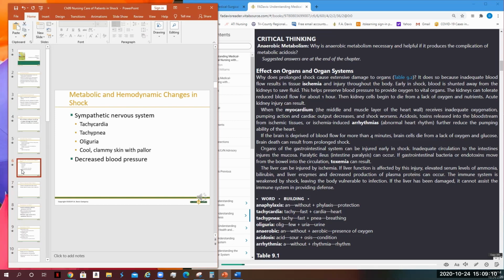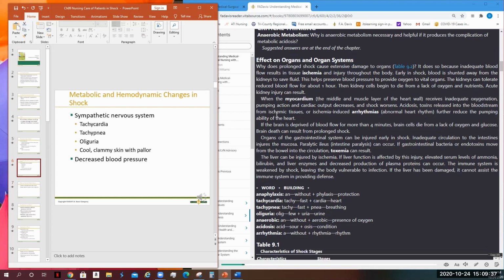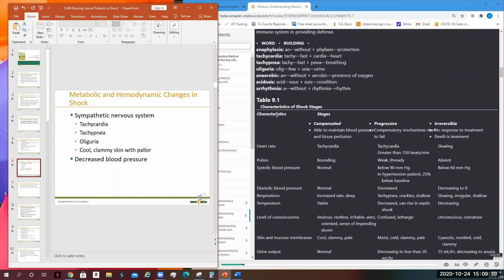The liver can be injured by ischemia. If liver function is affected by this injury, elevated serum levels of ammonia, bilirubin, and liver enzymes, and decreased production of plasma proteins can occur. The immune system is weakened by shock, leaving the body vulnerable to infection. If the liver has been damaged, it cannot assist the immune system in providing defense.